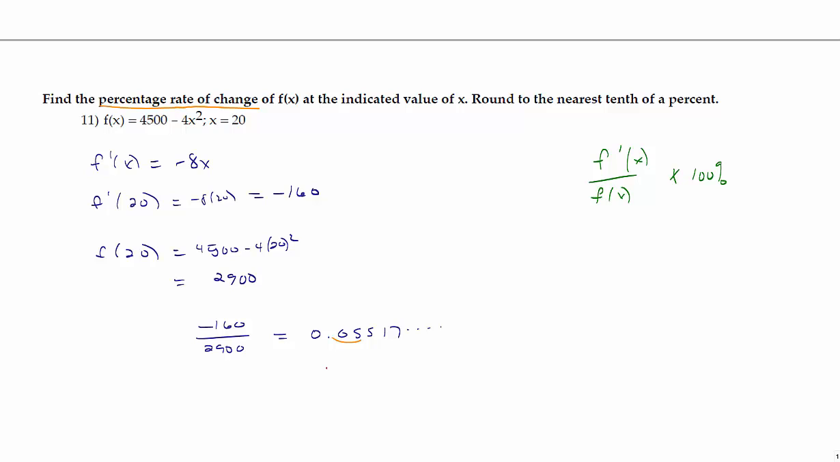So this is equal to negative 5.517%. And then rounding to the nearest tenth, the 1 says round down, so negative 5.5%. That is my percentage rate of change.